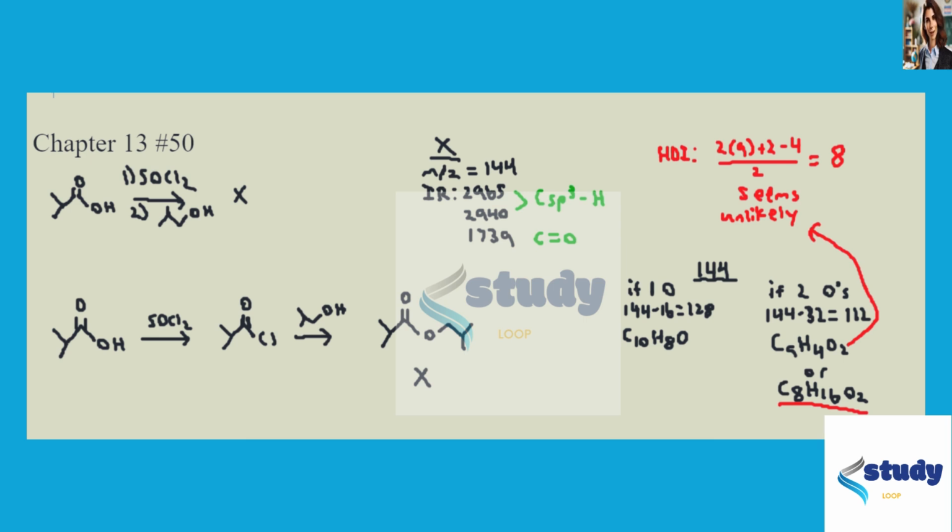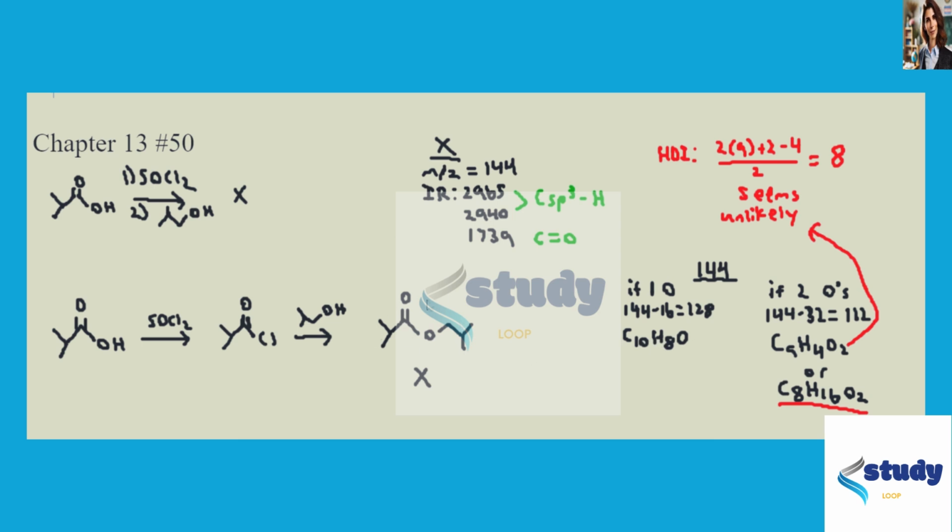And so lastly, we'll look at the mass spec. So we have a molecular ion peak of 144. And so down here, I've drawn out some possibilities for what 144 could be. If we assume that we have one oxygen in this molecule, this would be our math. 144 minus 16 for the one oxygen is 128. So a possible formula there is C10H8O. And I'm not going to rule that out right away.